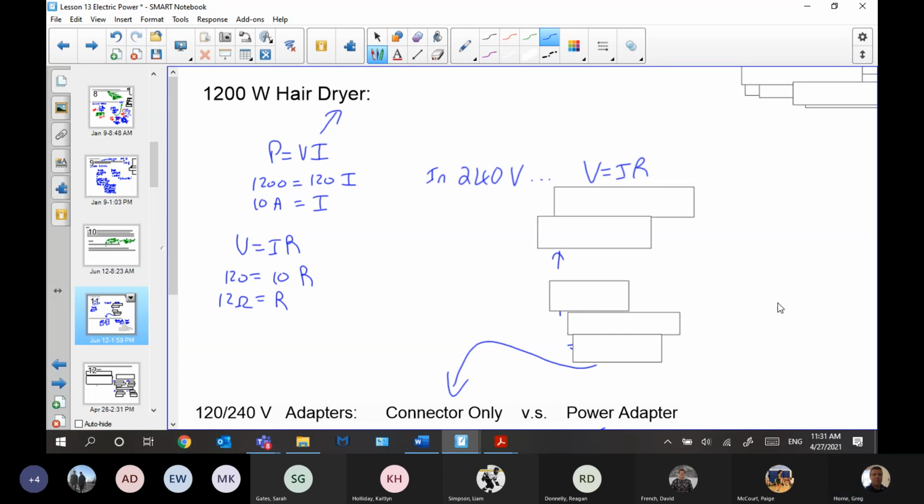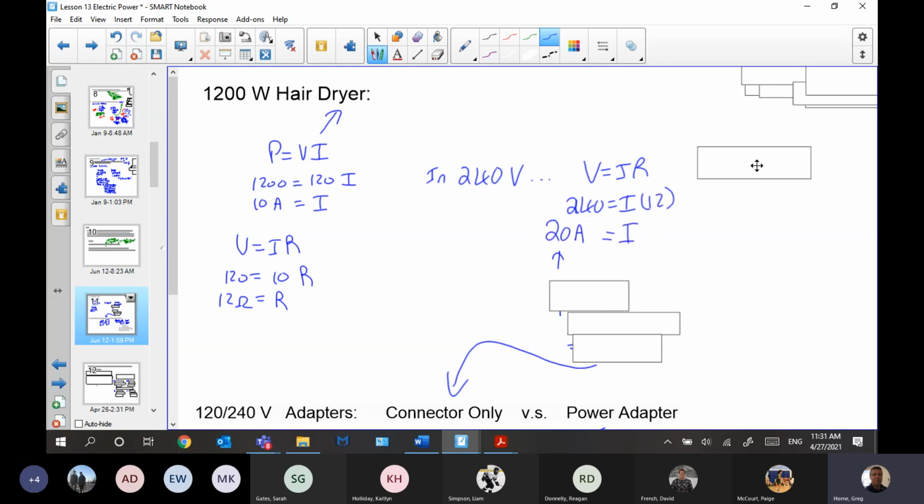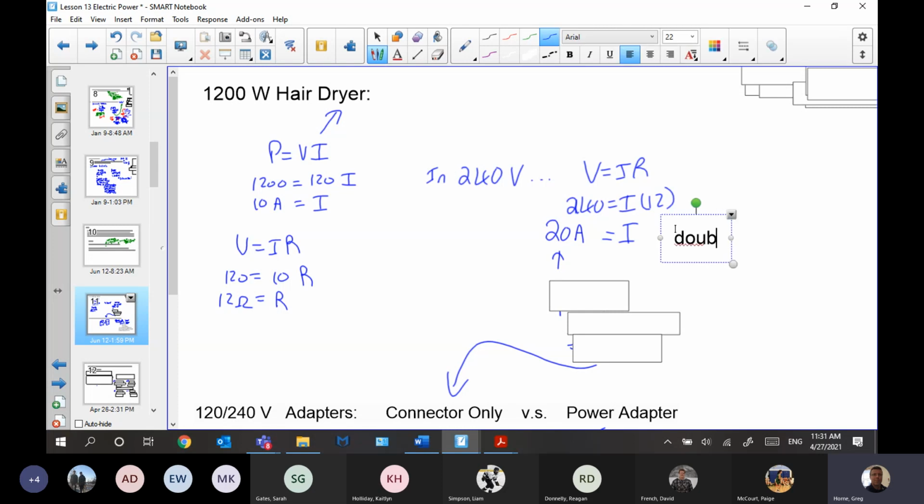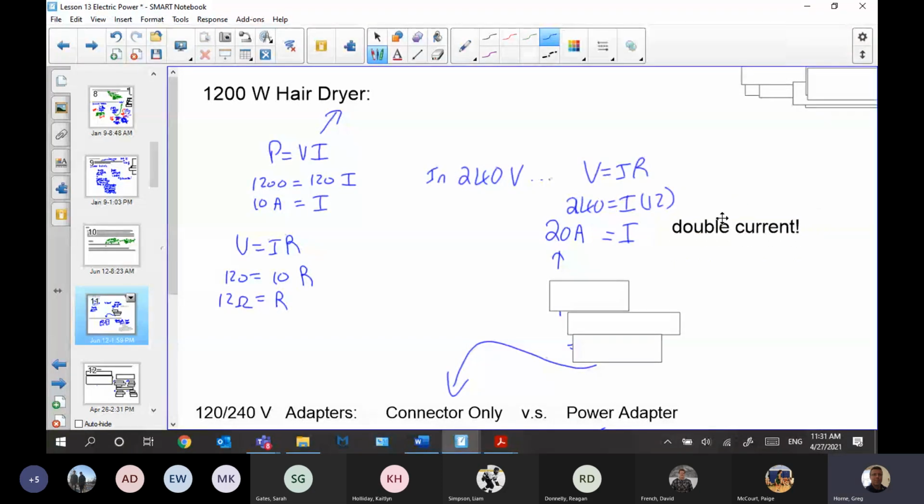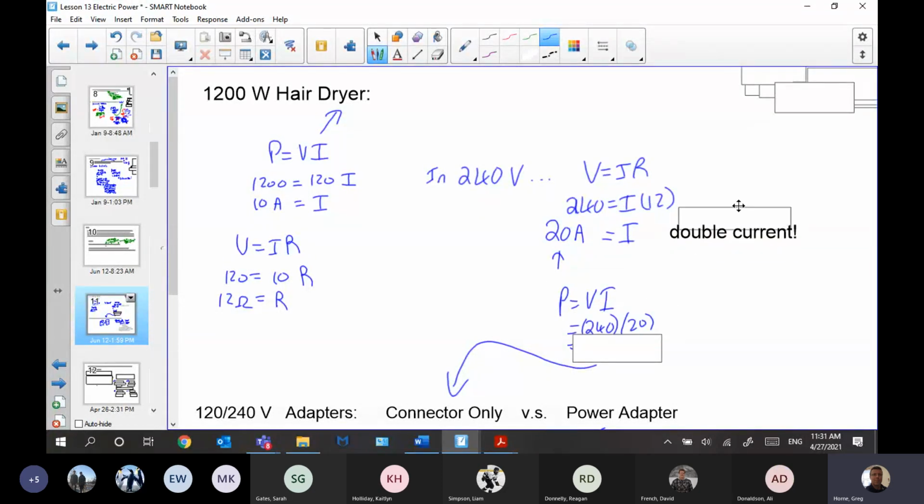Okay. So if you brought that hair dryer to Europe and just connected it, see what happens, right? This is what would happen. You'd be connecting 240 volts to a 12 ohm resistor, and so it's going to allow 20 amps. This is double current, right? And then we're realizing, oh wait, double current. But on top of that, we're getting double the energy as well, right?